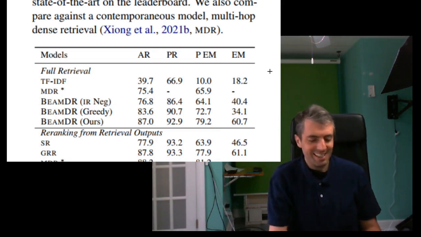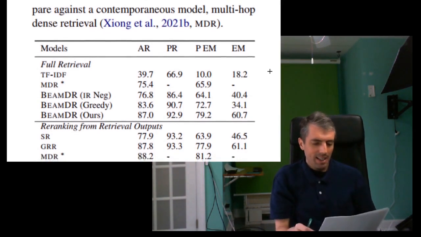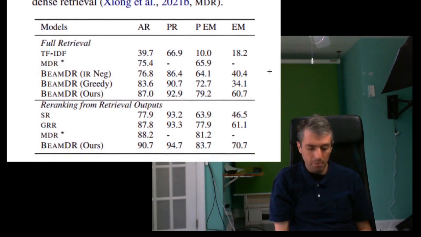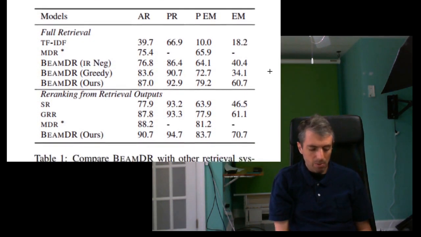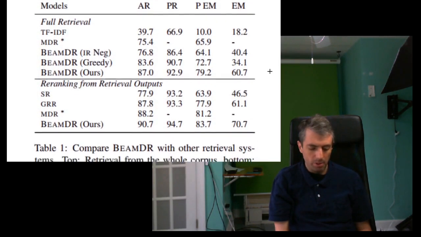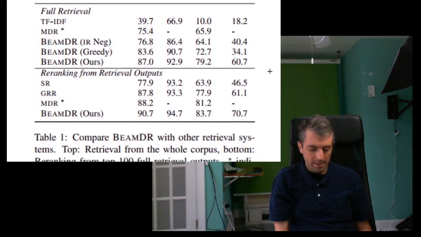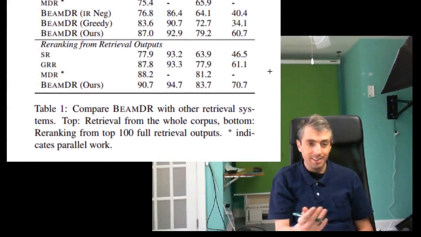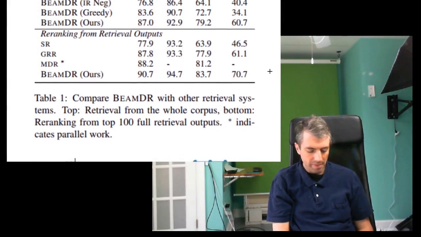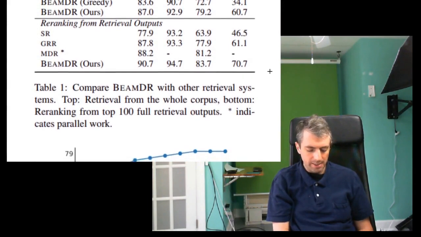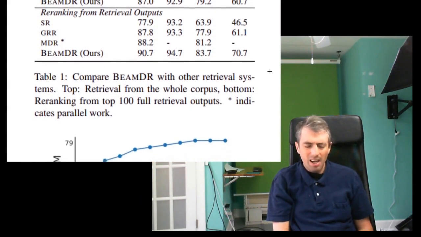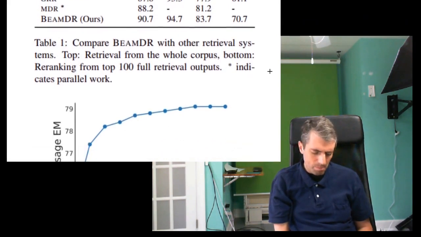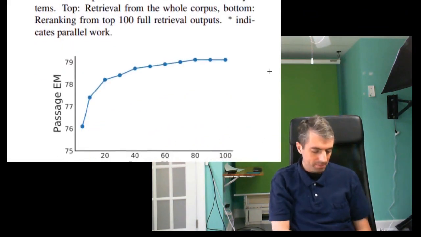Let's take a look at Table 1. Compare BeamDR with other retrieval systems. Top, retrieval from the whole corpus. Bottom, re-ranking the top 100 full retrieval outputs. A star indicates parallel work. Let's take a look now at Figure 2. Passage retrieval accuracy on different beam size. Our system is relatively robust to beam size.